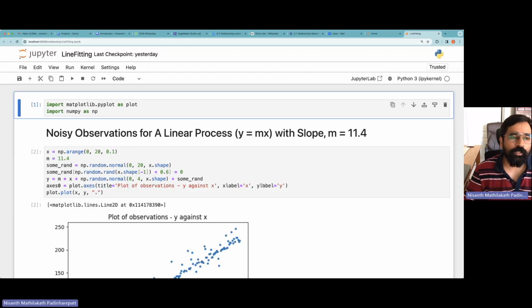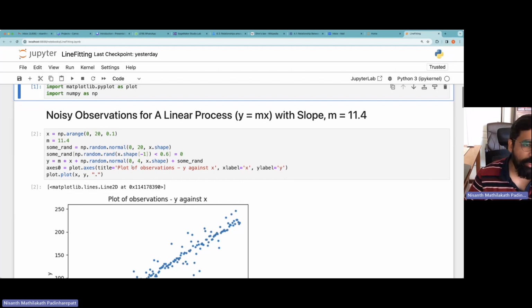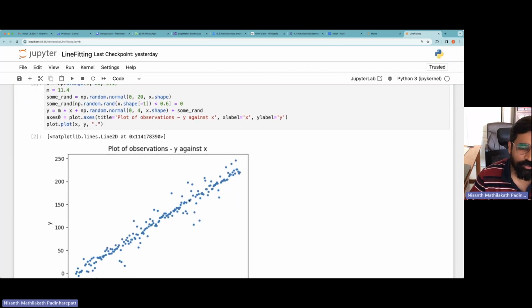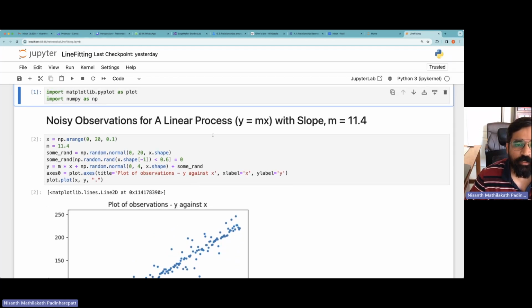So here is a demo for what we drew on the screen earlier. Don't worry about the code snippets here. Just think about the figures only. First we will have noisy observations for a linear process. These are the noisy observations. And what is a linear process?